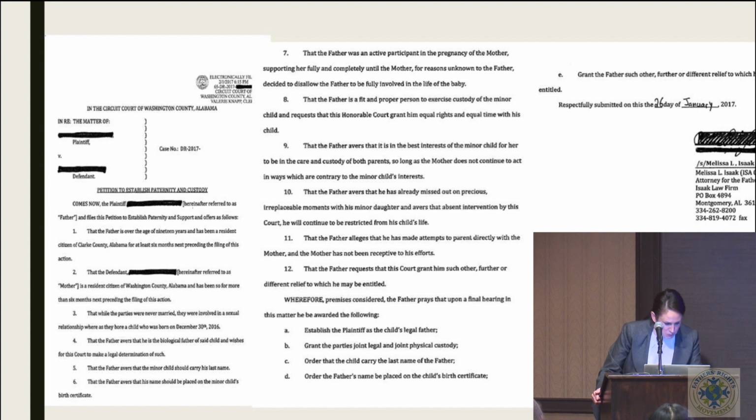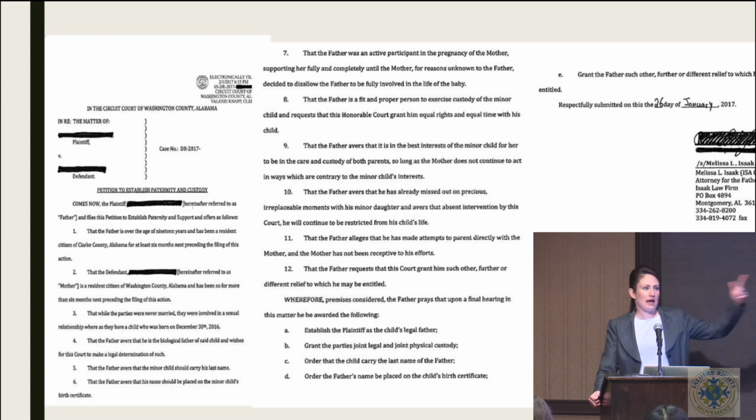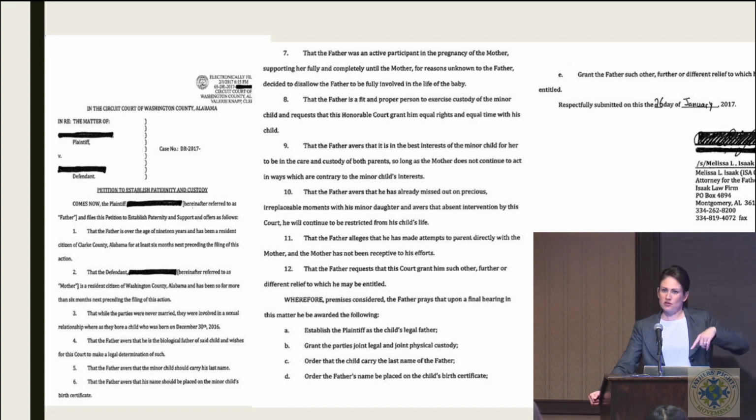Father avers that his name should be placed on the minor child's birth certificate, okay? Make sure you add that in there. You wouldn't believe that custody orders are entered, maybe giving dad visitation, but there's nothing mentioned about the birth certificate. Then you're going back later and jumping through other hoops to get your name on the birth certificate. So go ahead and put that in your complaint.